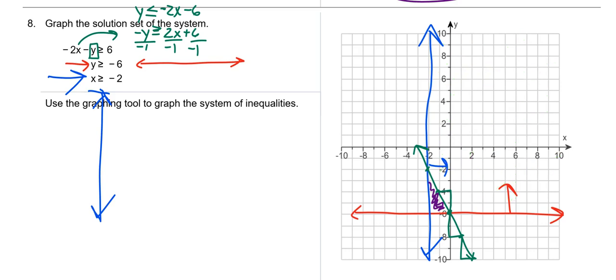If you chose purple, you are the winner, because you had to be lower than that line. So we were above the red line, we were to the right of the blue line, and we were below the green one. That's what put us in that little triangle.